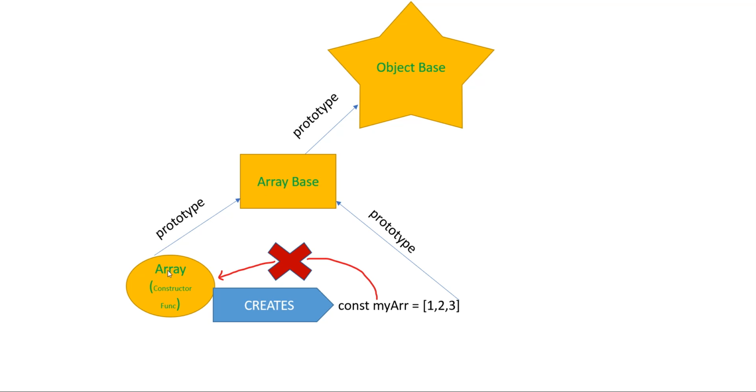the prototype of that. Okay, so when this constructor function creates your array, const myArr equals whatever you have, once it creates this, it will link the new array's prototype to the array base. If this was a string, it will link it to the string base. Okay, so once again, the Array constructor creates an array, then links that array's prototype to its prototype, which is array base.